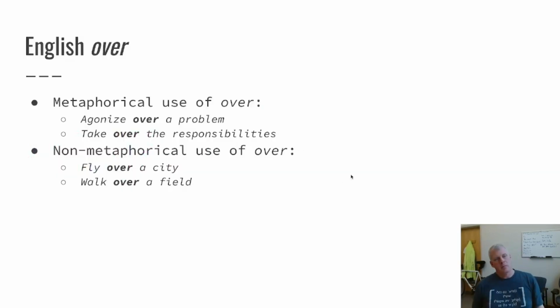So let's take an example here. This example comes from a book on stats written by Levshina from 2015. Let's look at the English word over and metaphorical uses of over. On the top solid bullet here, I have metaphorical uses of over, for example, agonize over a problem or take over the responsibilities. The second solid bullet here are non-metaphorical uses of over, for example, fly over a city, you're physically over, or walk over, like on top of a field.